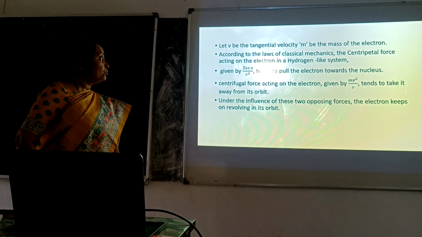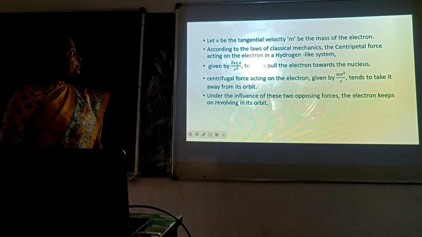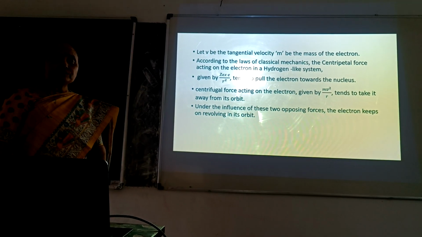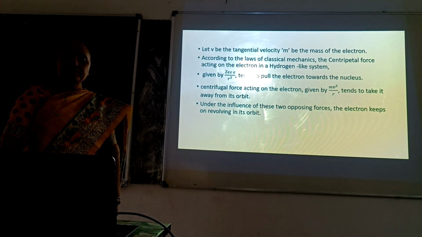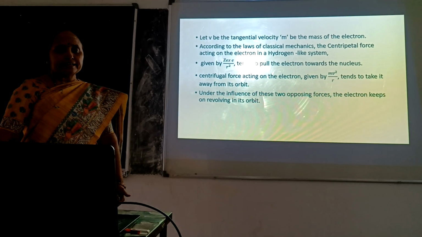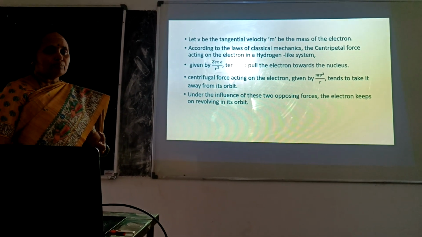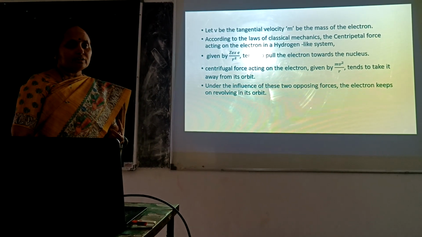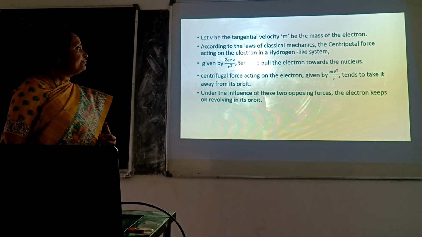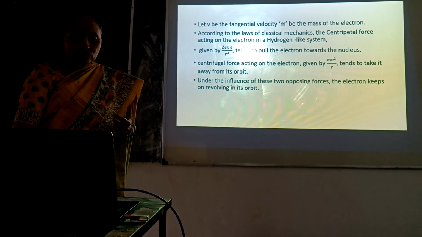Here, the centripetal force acting on the electron in hydrogen-like atoms is Ze squared by r squared. This centripetal force pulls the electron towards the nucleus, whereas the centrifugal force acting on the electron is given by mv squared by r, and it tends to pull the electron away. So these are the two opposing forces that keep the electron revolving in its orbit.